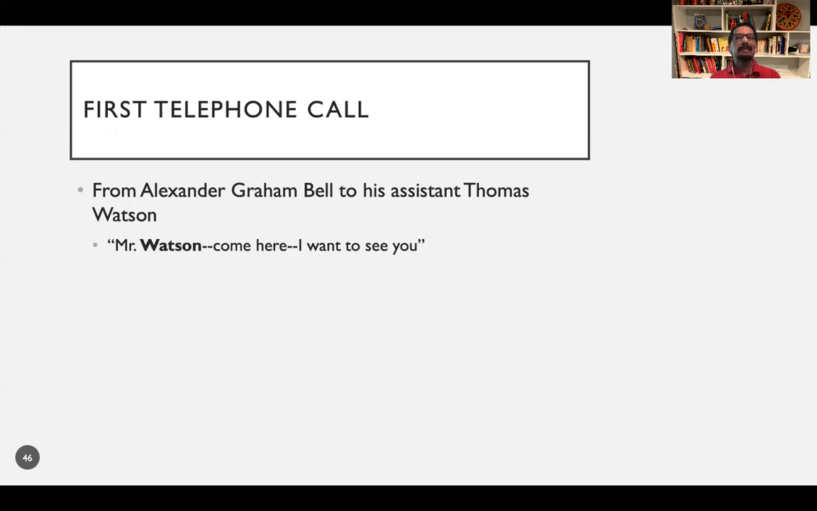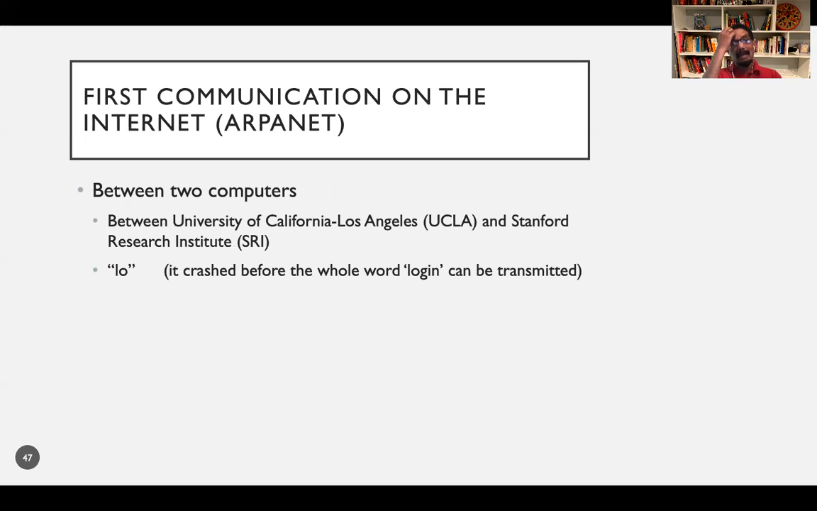But what about the internet? What's the first message on the ARPANET going back to 1969? Actually, it was between UCLA and Stanford Research Institute. It sent two letters, L and O, then the system completely crashed. And they had to retransmit about an hour later.